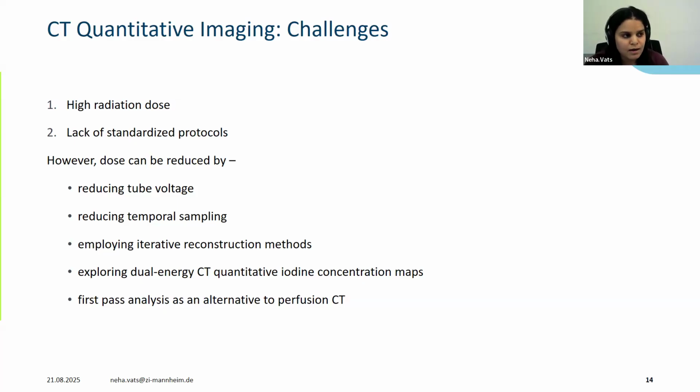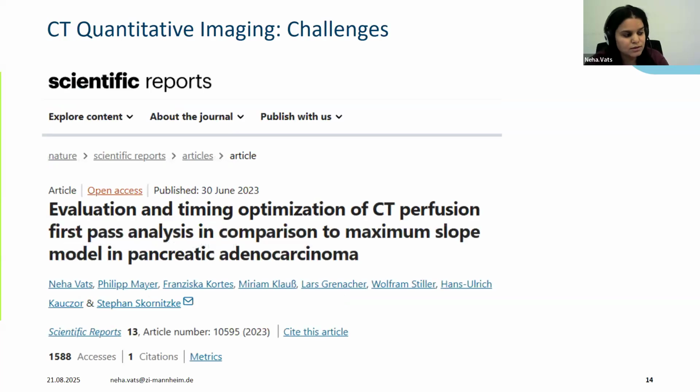And we worked on one area, a new technique that has not been worked on in the abdomen before. We implemented a first pass analysis technique as an alternative to CT perfusion, which reduced our dose by almost 90%. This is the study published where we introduced this first pass analysis technique for reducing the dose in CT perfusion in case of pancreatic cancer. If anyone is interested, I don't want to go into detail about this.